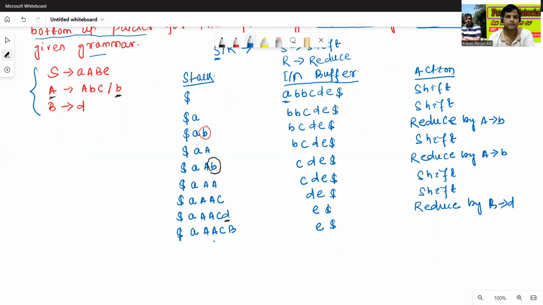Is any handle possible? No handle. Then we'll shift again. The stack is dollar A, C, B, E, and the input is dollar. Is any handle possible? No, there is no handle possible. So this is the error action. This is called an error action.